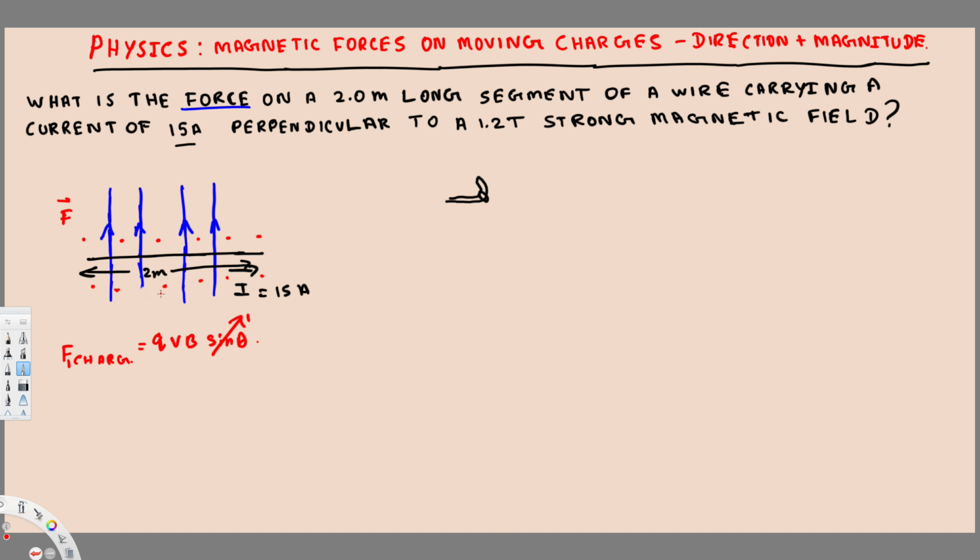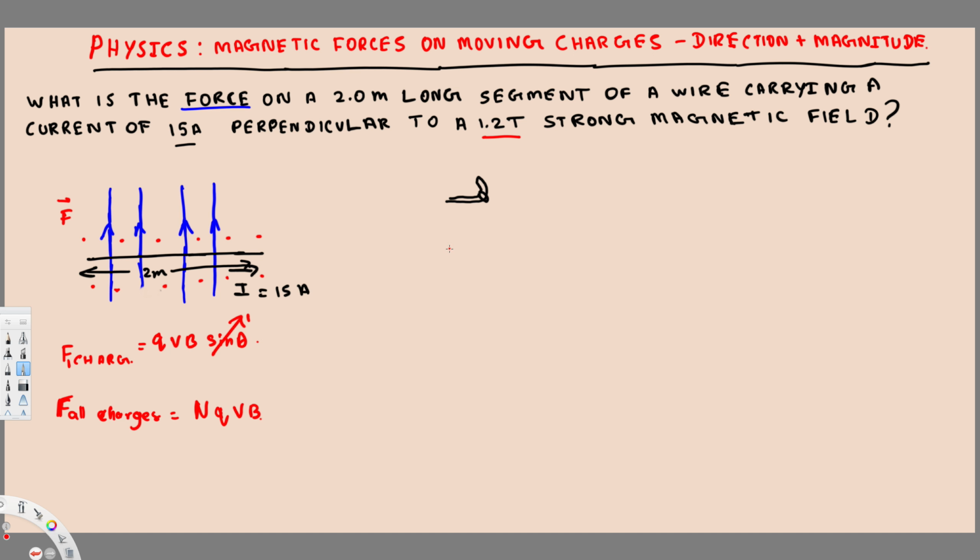Now we have to find it for all the charges. So force for all charges is equal to the number of charges, that is capital N, QVB. So this is going to be the force of all charges. Now if you notice, we don't have the charge provided, we don't have the velocity provided, we have the Tesla, that is B, and we don't have the number of charges too. So let's see how we can cancel this and rearrange in a different way.